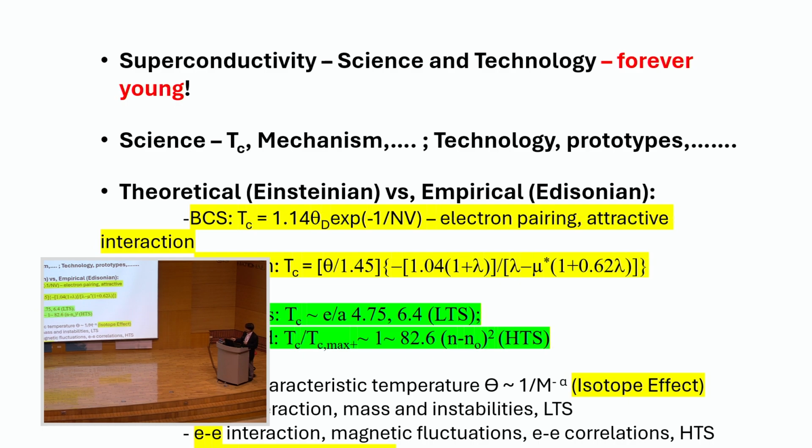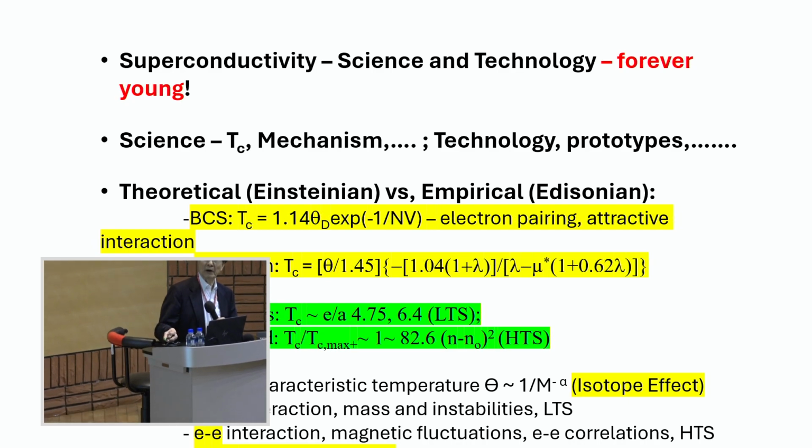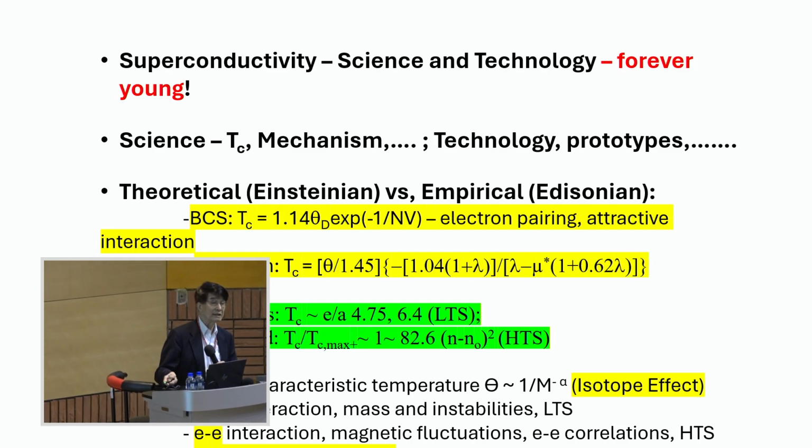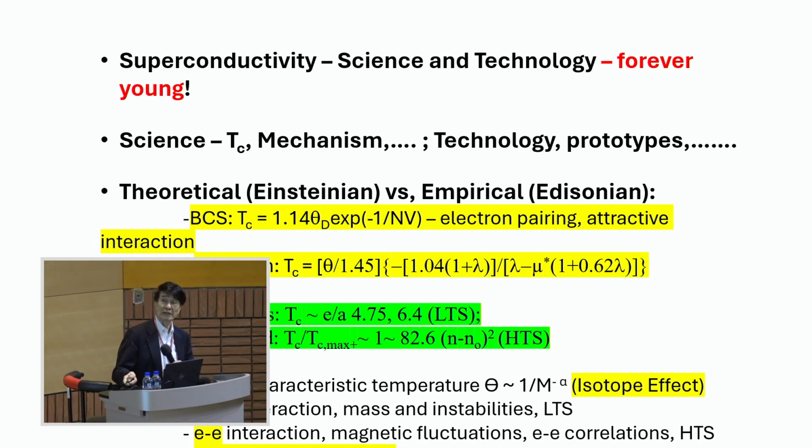And then the empirical rules, one of them is Matthias' rule. His rule is very simple. You just count how many electrons per atom in the compound. If you get 4.75, you get a high Tc. If it goes to another point, 6.4, you get another high Tc. This low temperature superconductor behavior can be described by this empirical rule quite nicely.